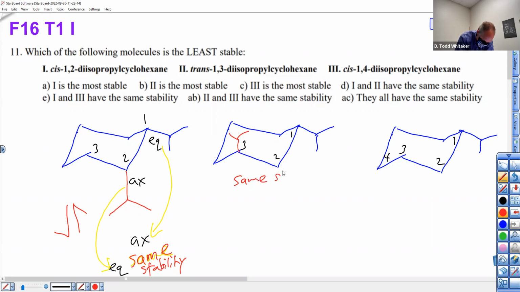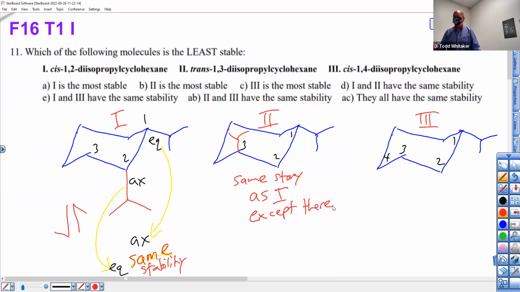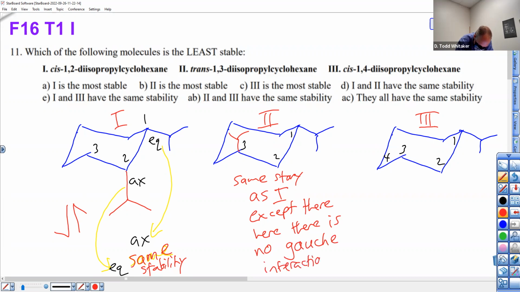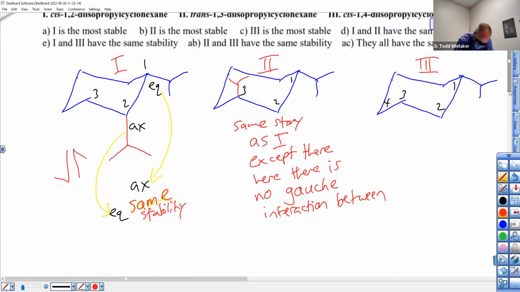Same story as, I guess this is 1, except now, a lot of you have been doing your owls, which made me happy to see. Here, there is, some of you know what this means, gauche interaction between isopropyls. What does he mean?